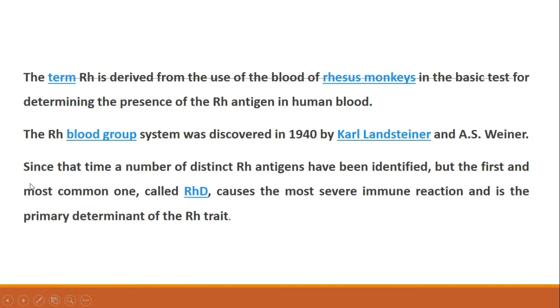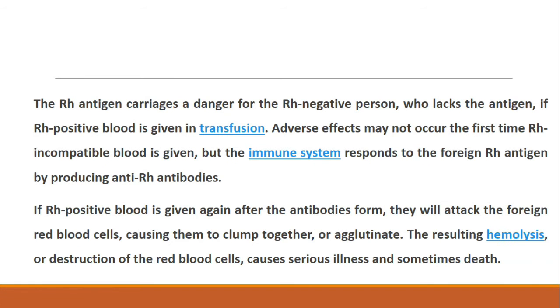The Rh antigen carries danger for the Rh negative person who lacks the antigen. If Rh positive blood is given in transfusion, adverse effects may not occur the first time Rh incompatible blood is given, but the immune system responds to the foreign Rh antigen by producing anti-Rh antibodies.